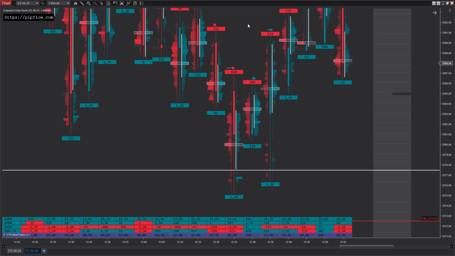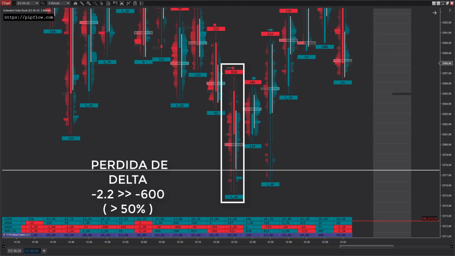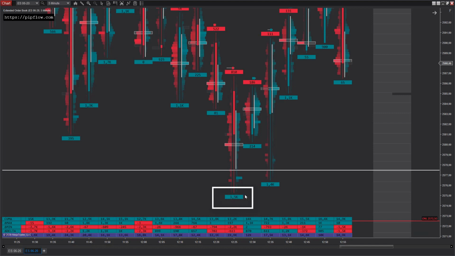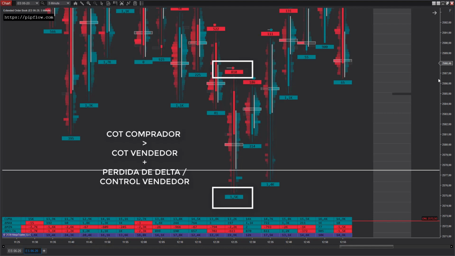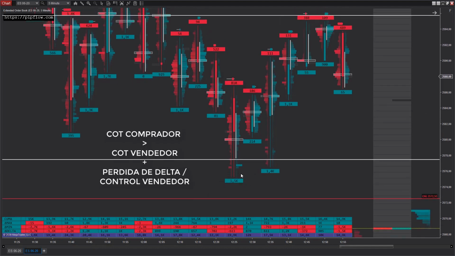For example, in this period here, in addition to finding a strong loss of delta of minus 2,200, a loss of delta of more than half, we have that the buyer COT is 1,500 and the seller COT is 8. So the buyer COT is higher. This is the moment where a rebound starts up to this area here. We can get valuable information by simply comparing the numerical COT. If the lower COT is higher than the upper COT, we have buyer control.